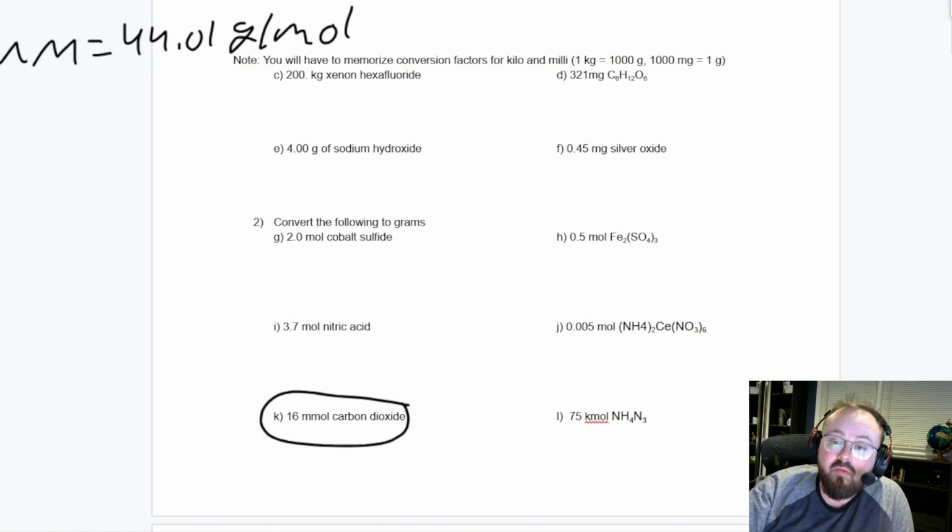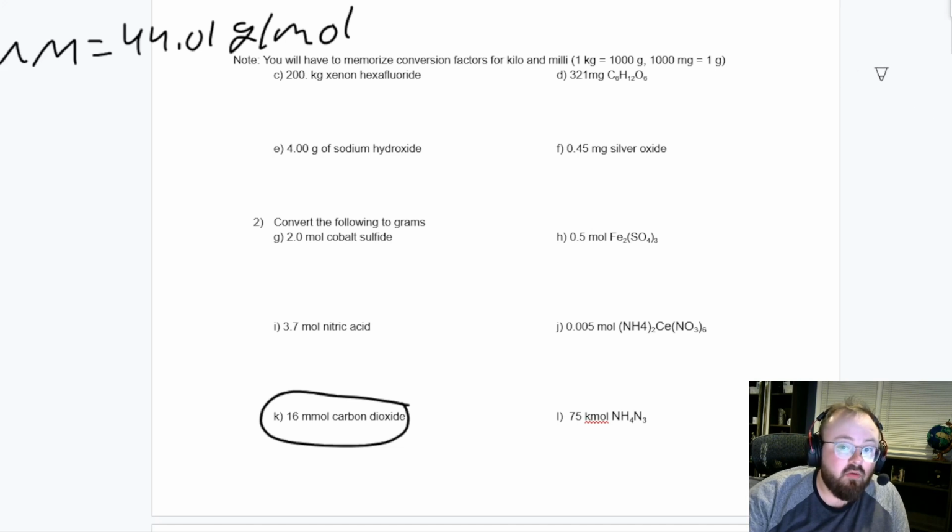44.01 grams per mole. Right? For each one of these types of problems, if you are converting from grams to moles or moles to grams, you need a molar mass. Anytime I do one of these conversions, I need a molar mass. Okay? So if I am starting here with 16 millimoles, that's not my unit there. That's a mole, not a millimole. So we have to do that conversion first.